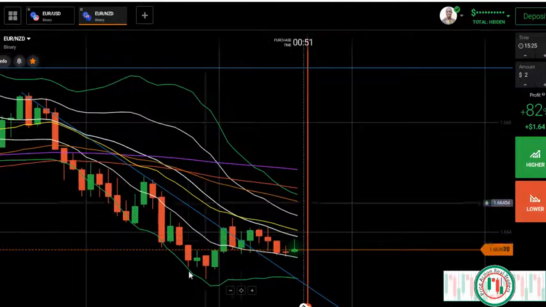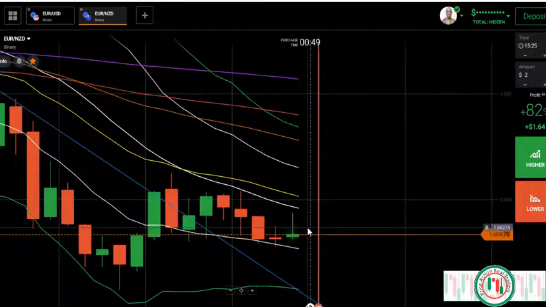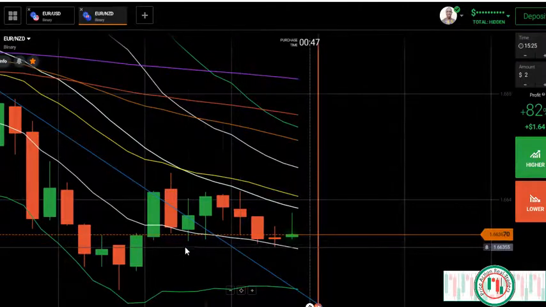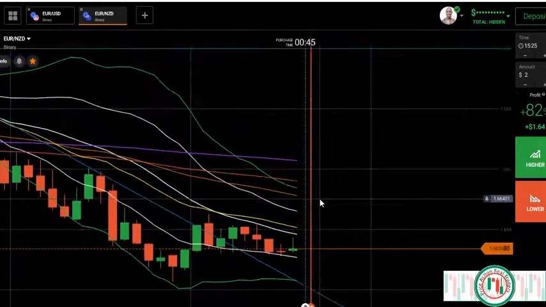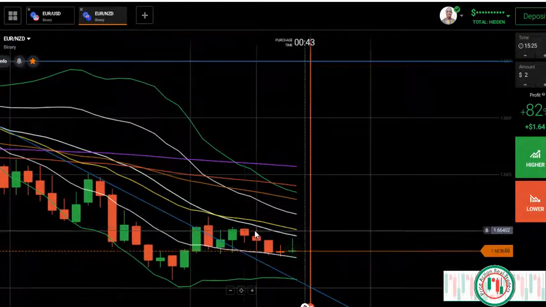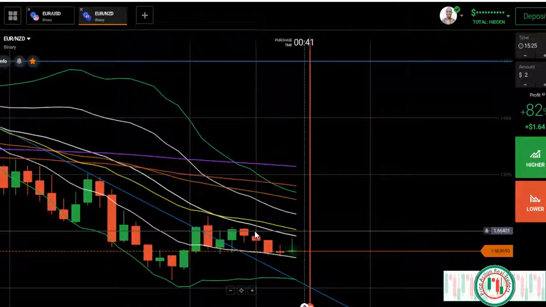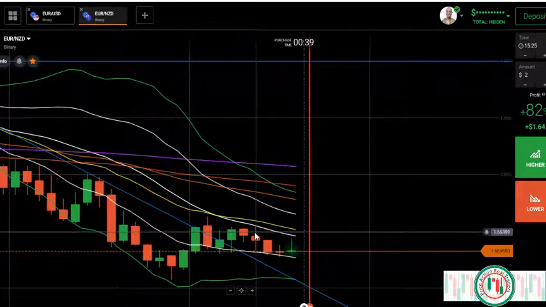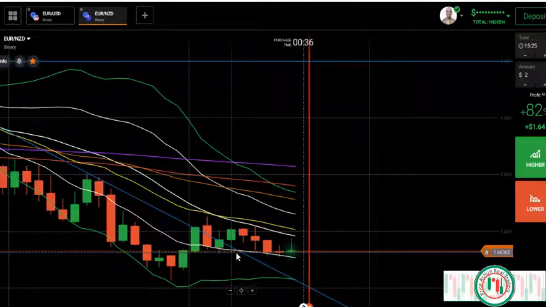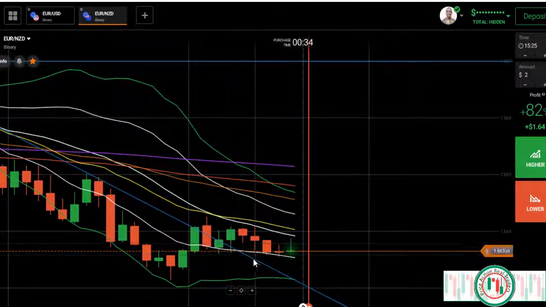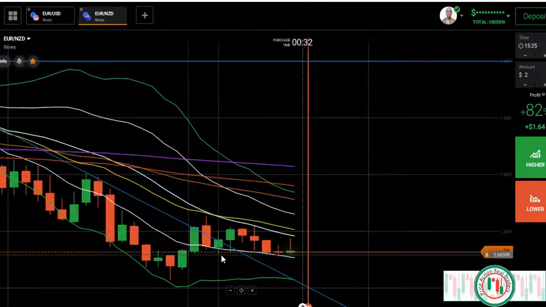So today I'm going to show you how to trade candlestick analysis. So today is another new video on how to trade with candlestick analysis. Here you can see this level. Market is trying to reverse from this level.